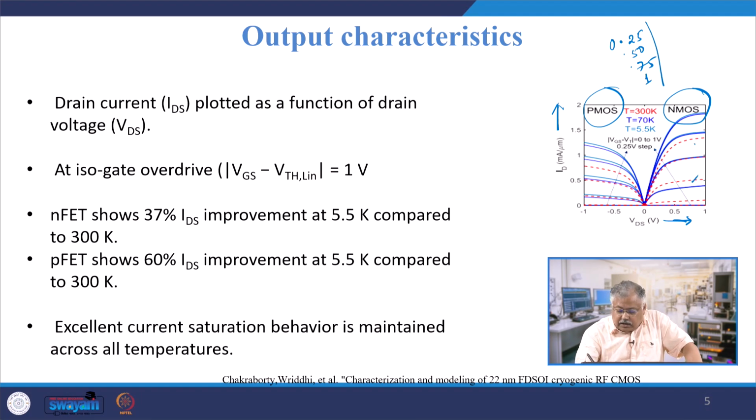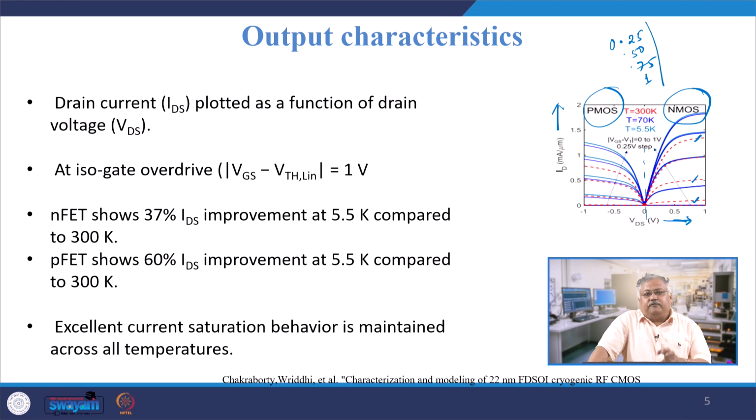The red colored dotted curves are for 300 Kelvin, and the blue ones which you see here are actually overlapping over each other. Let us only concentrate on the NMOS. The blue ones are almost overlapping with respect to each other. As you can always see, the saturation value of the current at 300 Kelvin is relatively smaller compared to that at 5.5 and 70 Kelvin, right?